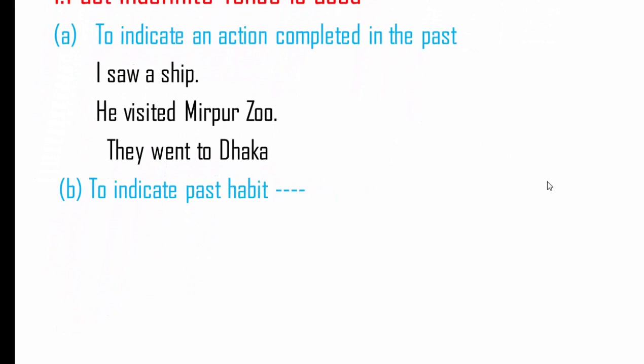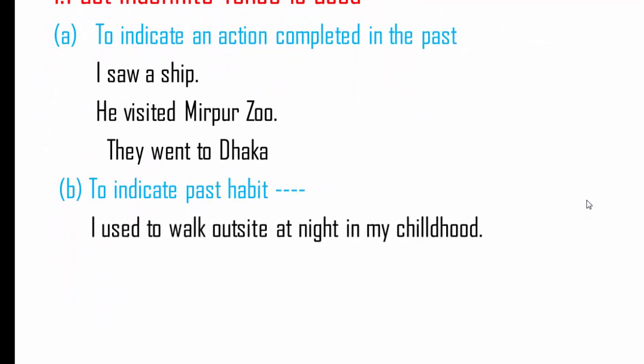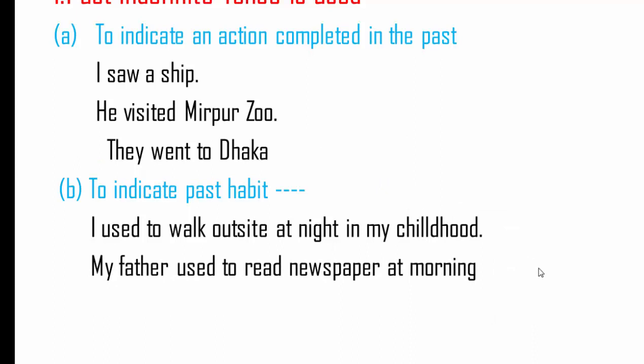B, to indicate past habit. Example, I used to walk outside at night in my childhood. It was my habit in the past days. Next, my father used to read the newspaper in the morning. It was my father's habit in his past life. This is the example of past indefinite tense, subject and past form of present verb.